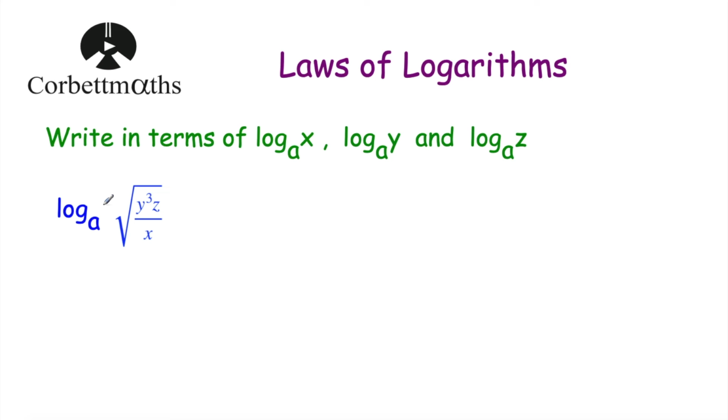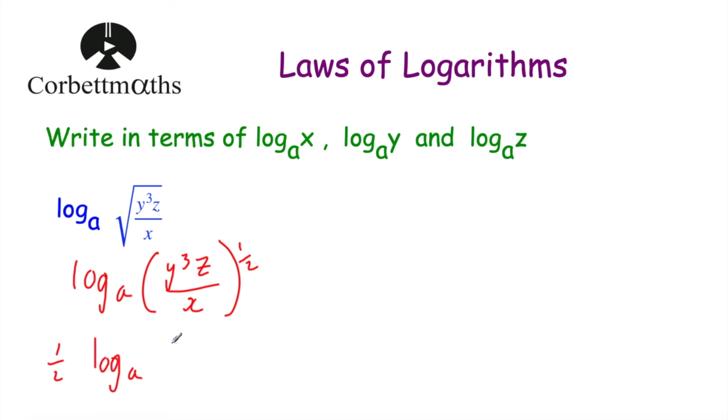So this time we've got log to base a of the square root of y cubed z over x. Okay, so again, what I'm going to do is write it to the power of a half. So this would be log to base a of, and then in brackets, y cubed z over x, all to the power of a half, just getting that square root and writing it to the power of a half. Okay, now let's bring that power of a half in front of the log. So let's bring it down. So we've got a half, and then we've got log to base a of, and then in brackets, y cubed z over x, close brackets.